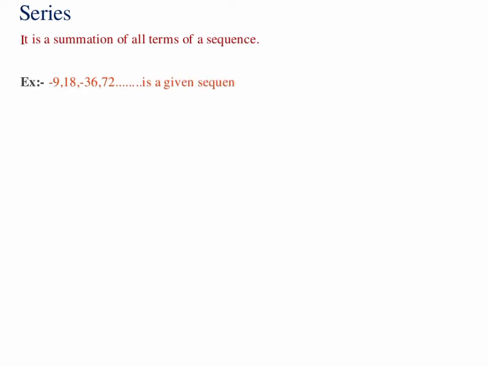Now let us come down to a series. It is a summation of all terms of a sequence. So far we have discussed sequences. We found the terms of a sequence, or whatever terms are given of a sequence. Now you have to add all those terms. Once we add, we will get a series. Let us see one example. This is a sequence given, and its series will be what? You are just adding all the terms.